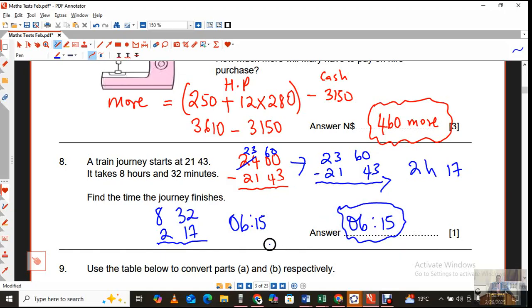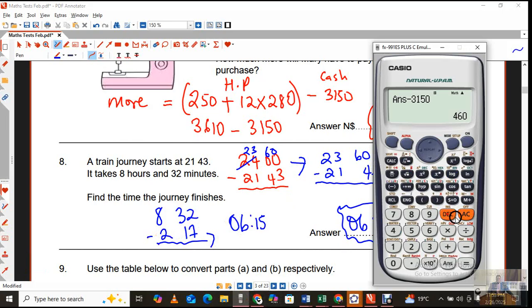Another way that you can do this, of course, there are many ways. You can use your calculator, and I will be doing it right here so that you can see. I will be taking 21, and I'm using this pattern here for hours and minutes and seconds. 21 hours, 43 minutes. If I add 8 hours and 32 minutes, I'm going to get 30 hours and some odd. Now, it's a lot, but I have crossed over to another day, so I'm going to have to take away the 24 hours from there.